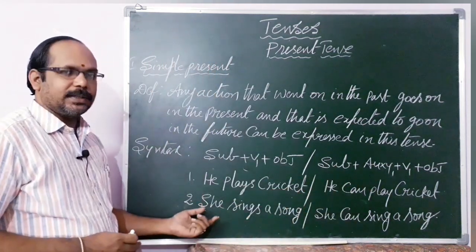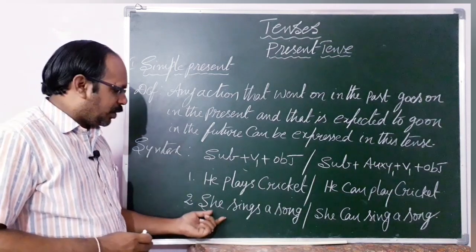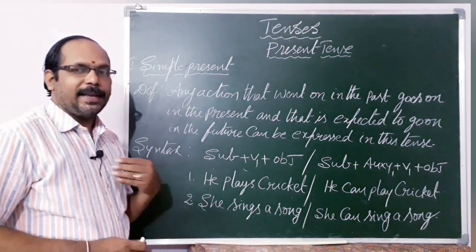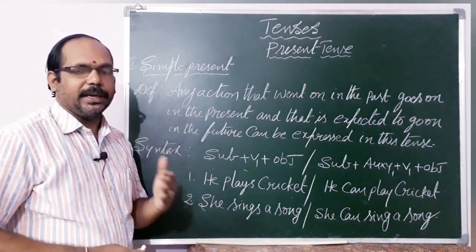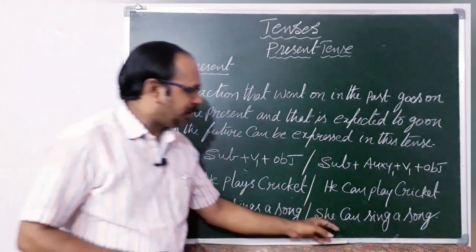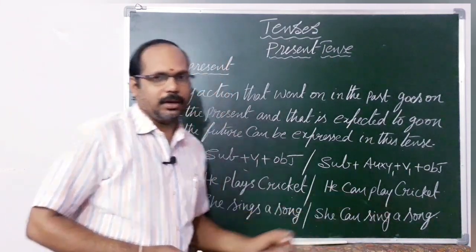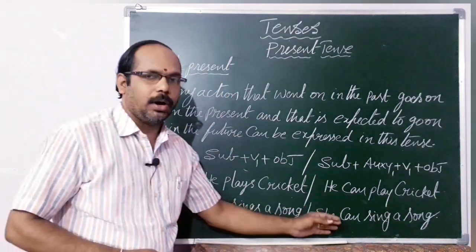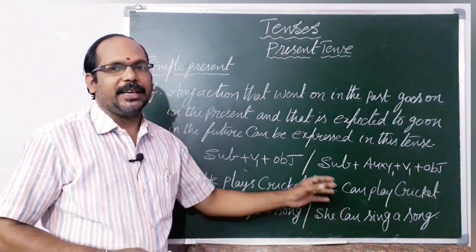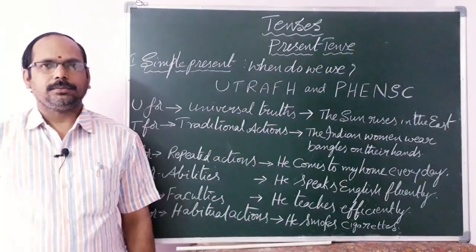The second example is: she sings a song. I sing a song. You sing a song. She sings a song, right? And she can sing a song. In these both sentences with can, we can see the ability of the subject.